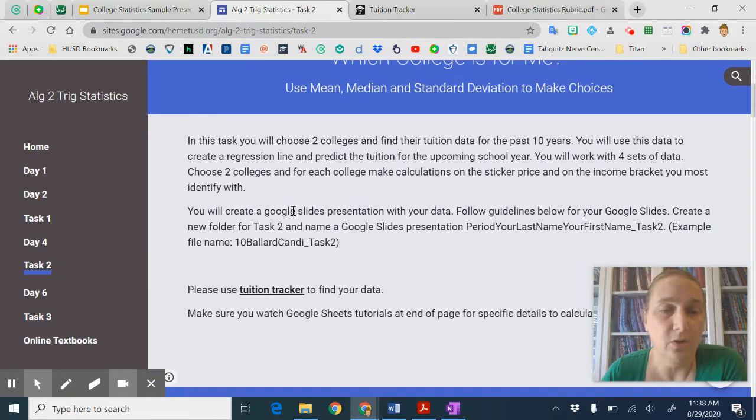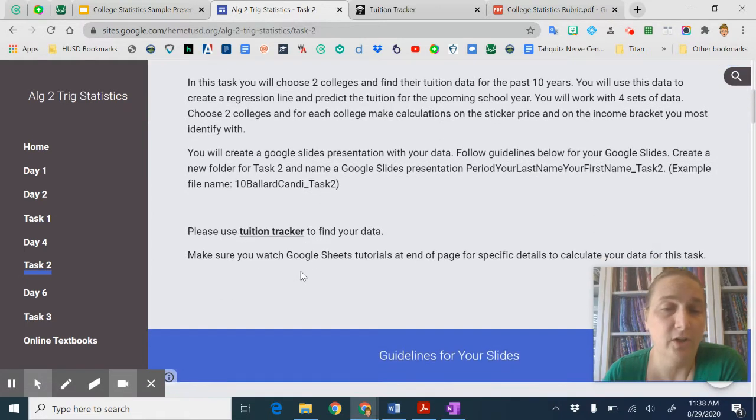So you will create a Google Slides presentation with your data. You're going to follow the guidelines for your slides. So that's coming up here in the next little bit. And then create a new folder for task 2, name it Google Slides presentation, and then you put your period, your last name, your first name, and task 2, and there's an example of what that looks like right there.